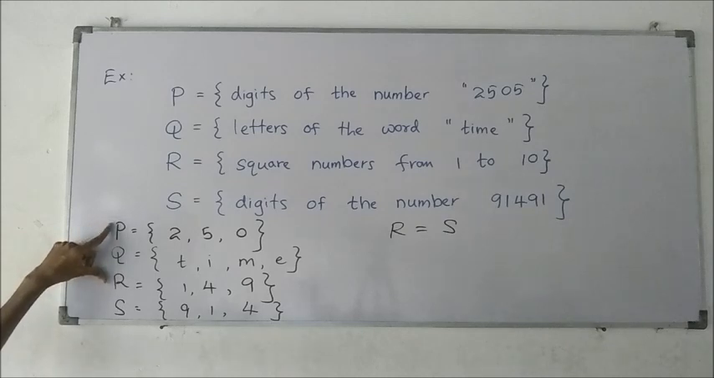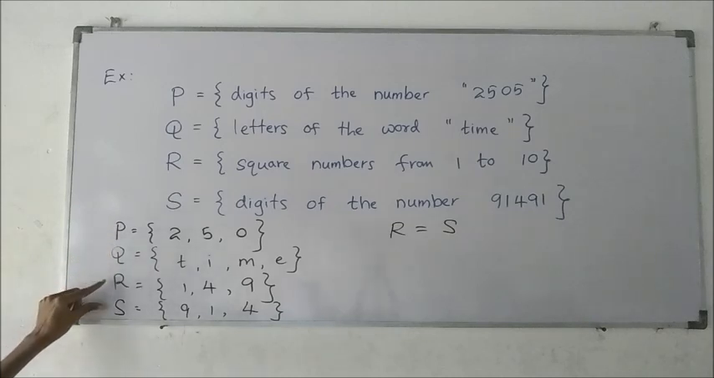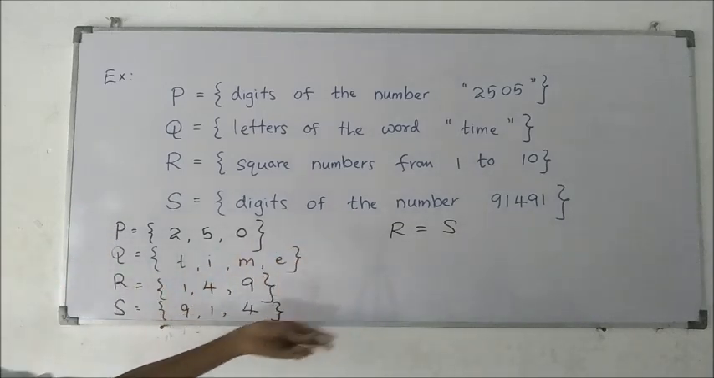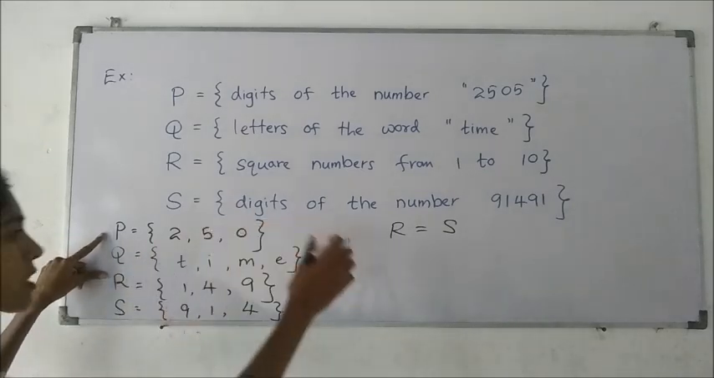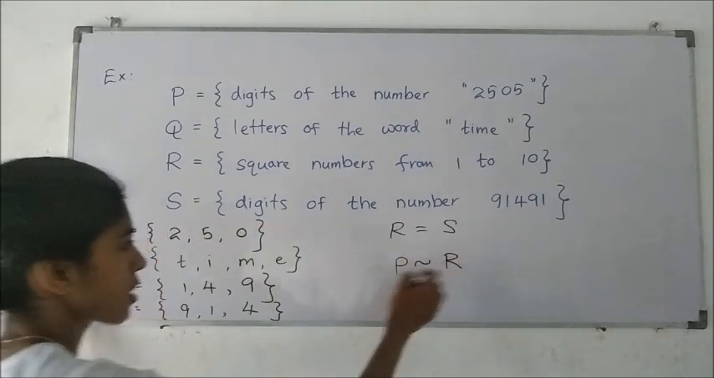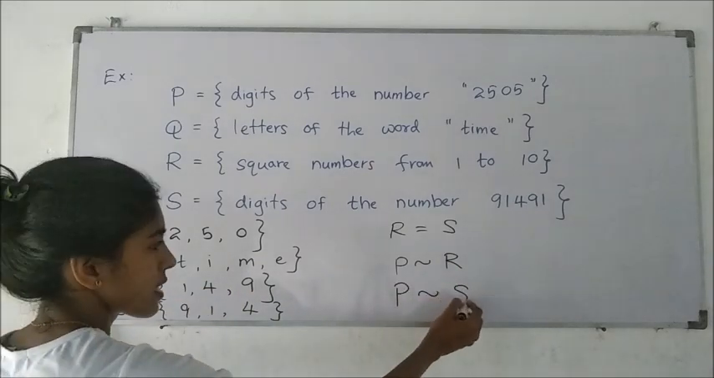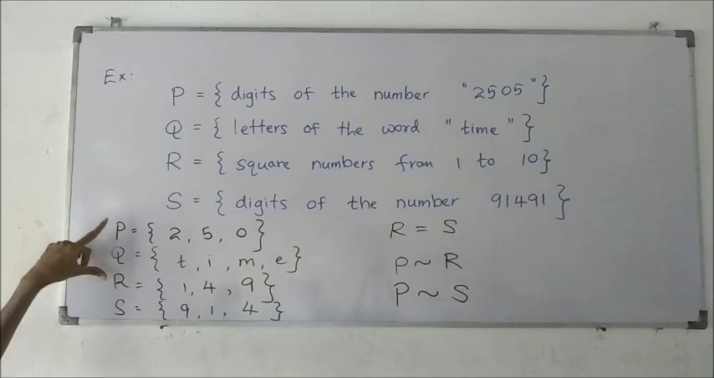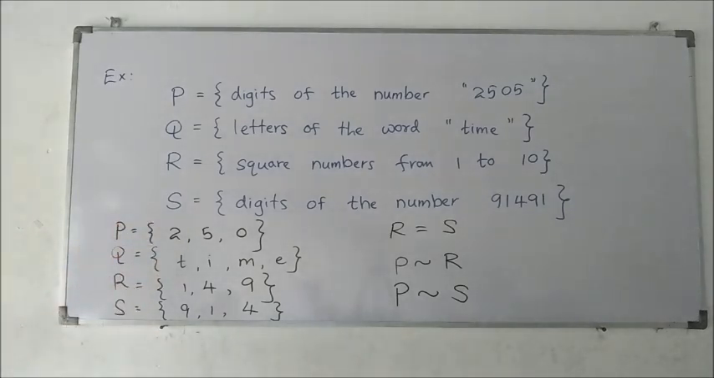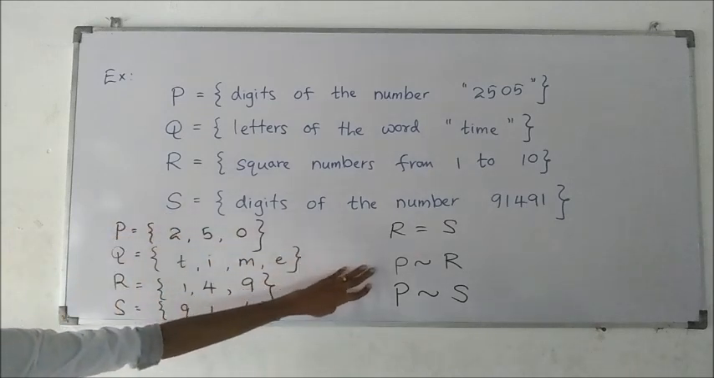See, P and R, P and S, those two are equivalent sets. We cannot write R equals S because they are not equal, but when we consider equivalent, set P is equivalent to set R and set P is equivalent to set S, because there we can see only the number of elements are the same, so they are separately equivalent sets.